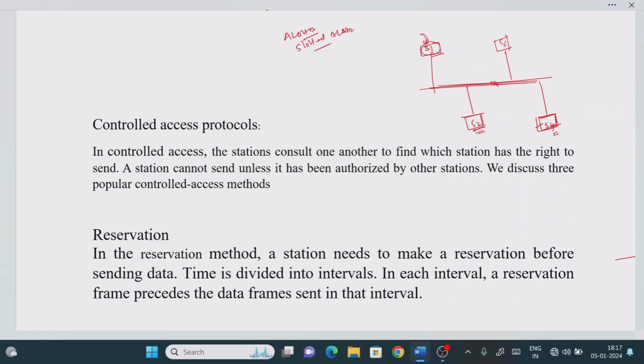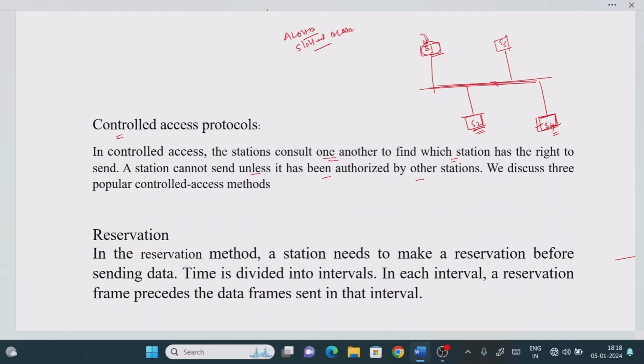So that is what exactly we are going to discuss, the controlled access protocols. In controlled access, the stations consult one another to find out which station has the right to send. A station cannot send unless it has been authorized by the other stations. What is the meaning of this? If you want to send information, first we need to find out who has the authorization at that particular time period.